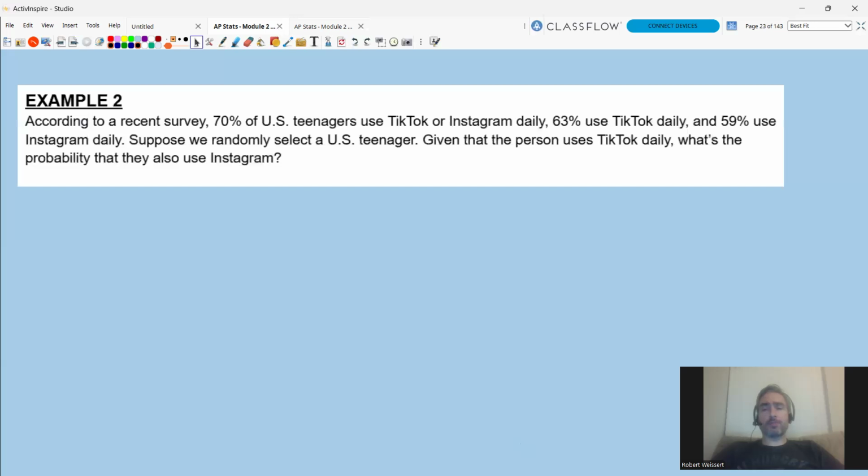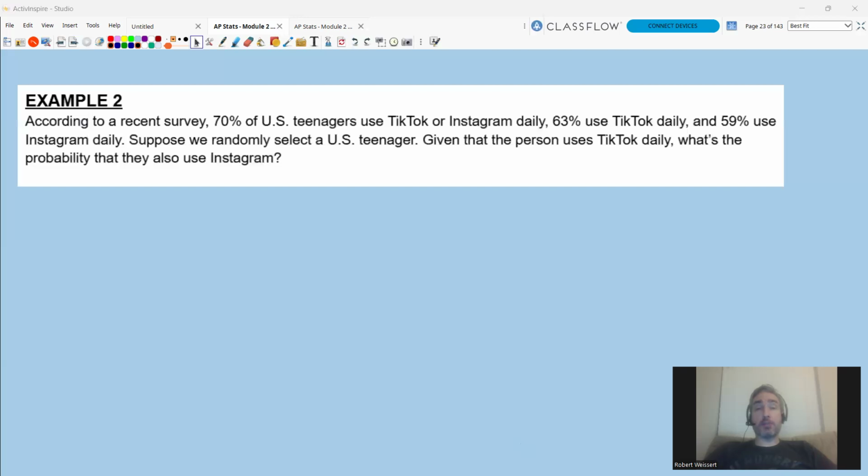All right, another example. According to a recent survey, 70% of US teenagers use TikTok or Instagram daily. 63% use TikTok daily, and 59% use Instagram daily. Suppose we randomly select a US teenager. Given that the person uses TikTok daily, what's the probability that they also use Instagram?